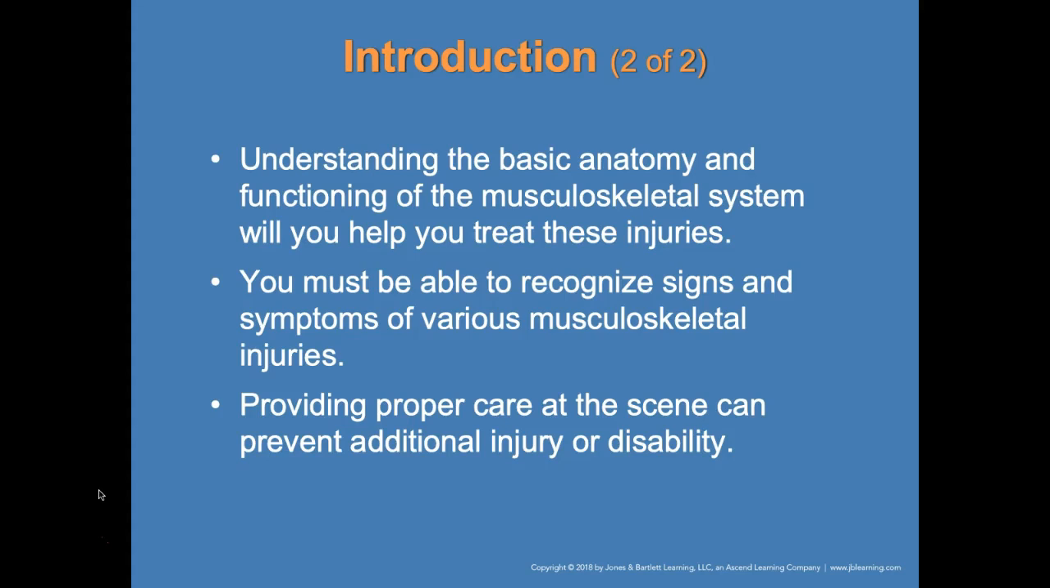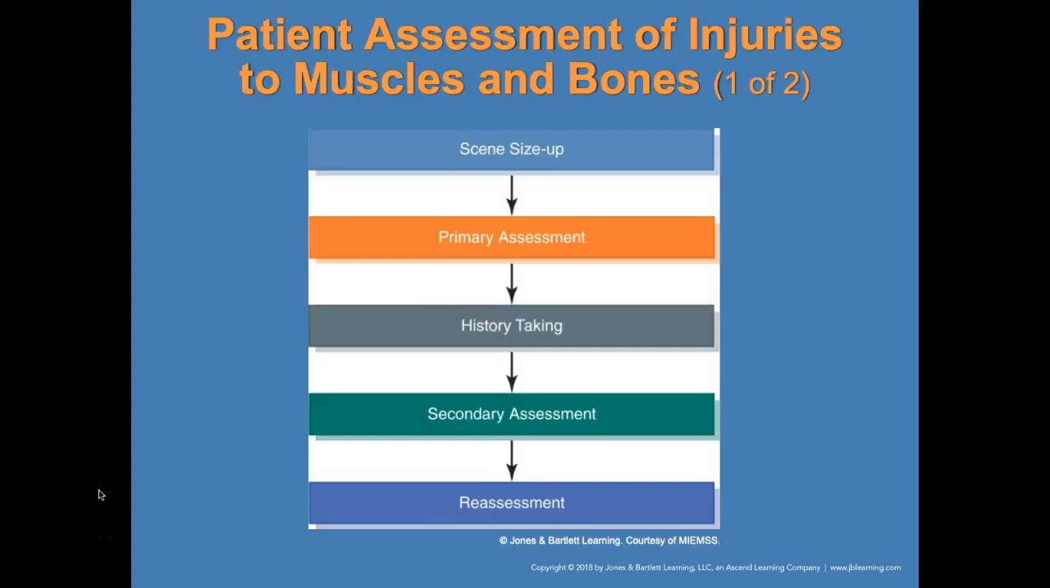We need to be able to recognize signs and symptoms of various musculoskeletal injuries. And providing that proper care at the scene can help prevent additional injury or even disability. As always, we want to follow our patient assessment, starting with our scene size up, standard precautions, keeping ourselves safe. Then we're going to hit our primary assessment, determine any life threats, ABCs. Move on to our history, see if there's anything we need to know before we get moving. Secondary assessment, and then our reassessments.